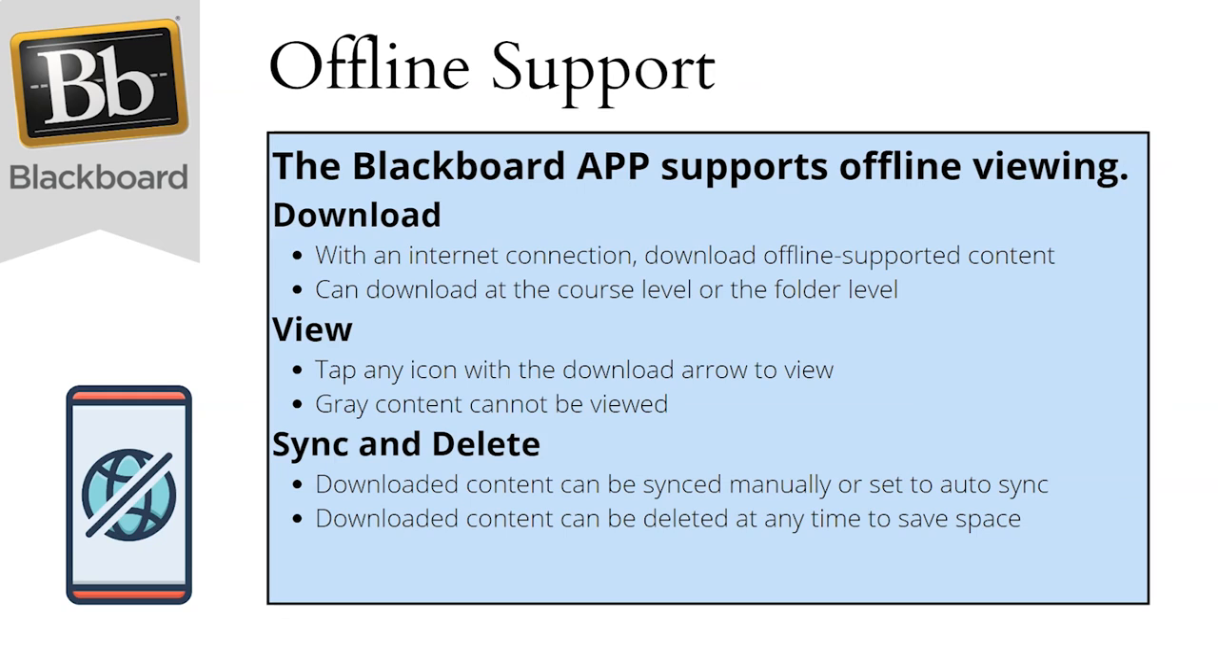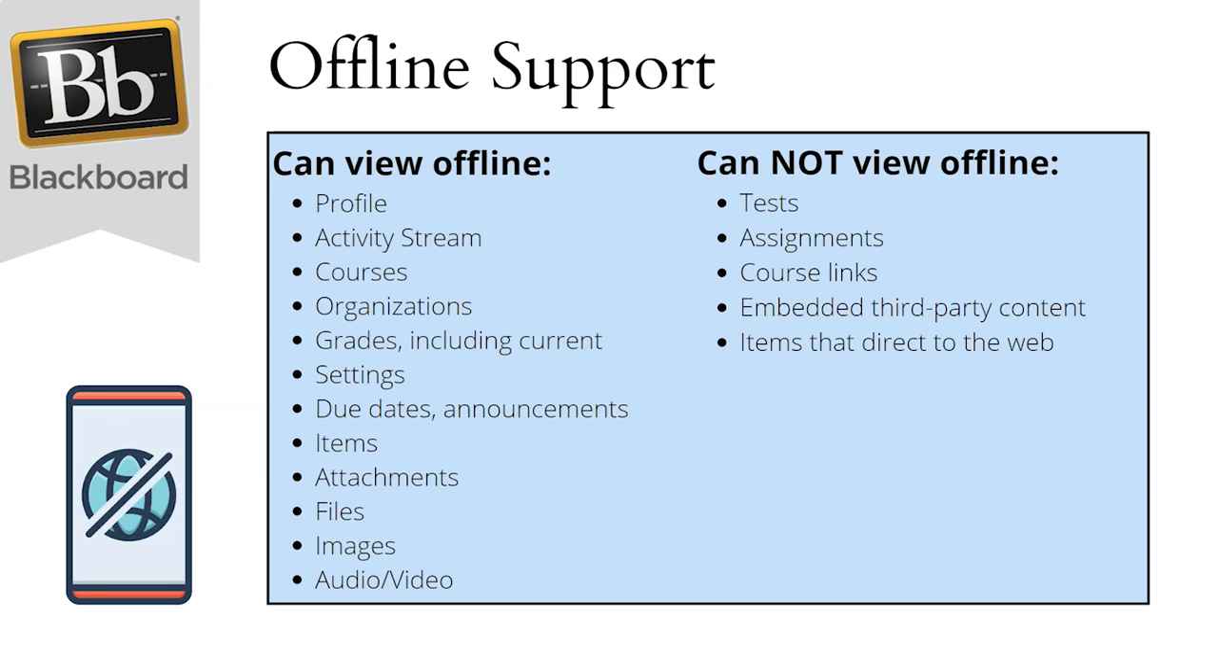When you are offline, to view it, you can tap any icon with the download arrow, and anything that's grayed out is information that is either not downloaded or not supported for offline viewing. Now, a nice feature is that downloaded content, you can sync it manually or you can set it up to auto sync. So when things change, it will automatically download those changes. That's convenient so that you can stay up to date with the course in case you do lose your internet connection. And then if you need to save space or maybe the semester is over, you can delete your downloaded content at any time.